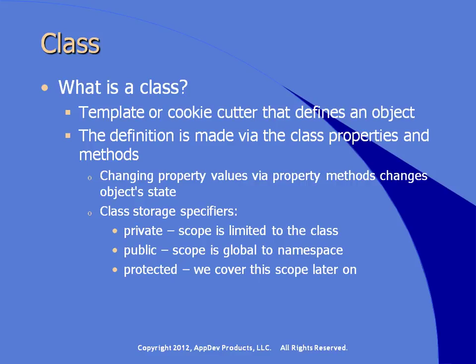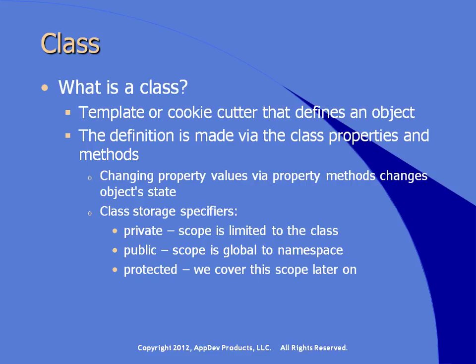Actually, there are 4 storage specifiers, but we're only going to cover 3 at this particular point. The first is private, and that means that the scope of that particular property is limited to the class in which it's defined. Another way of saying that is, if you're not working in the class code, nothing outside of it can have access to that private data. Public data, the scope of a piece of public data is global to the entire program. In Microsoft's jargon, it's the namespace. Public data are available and visible throughout the namespace.